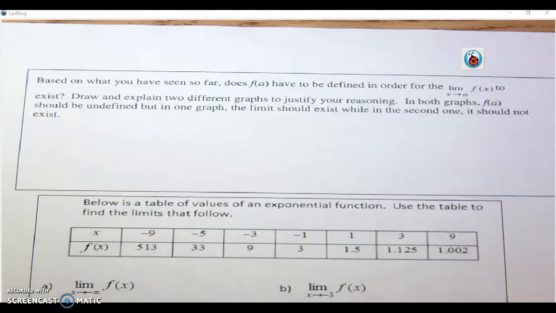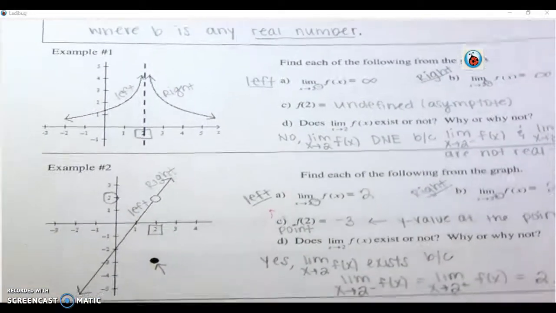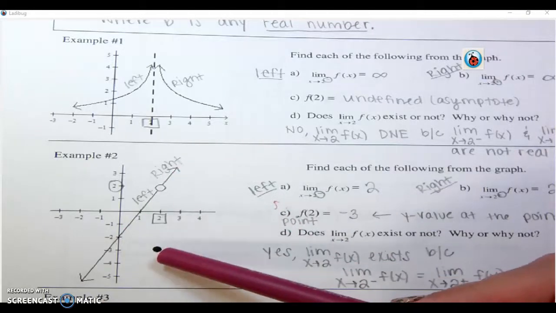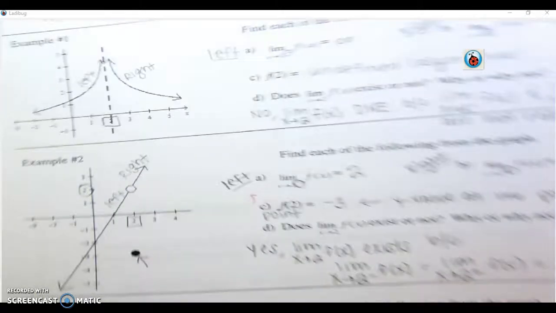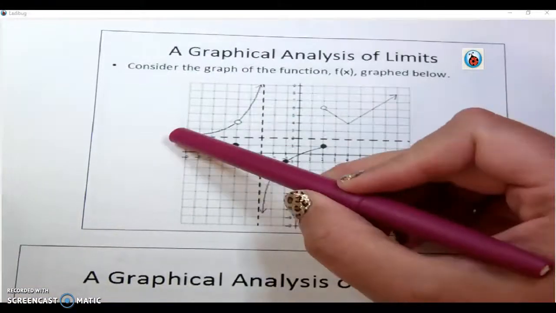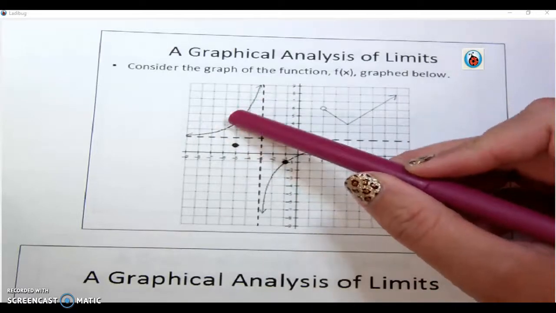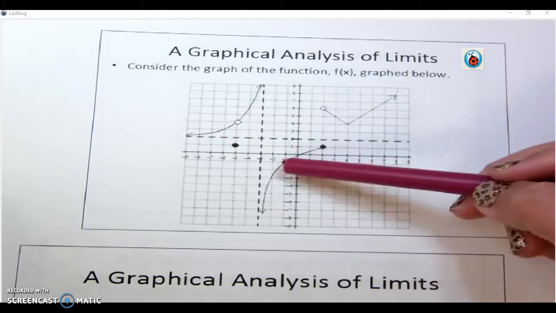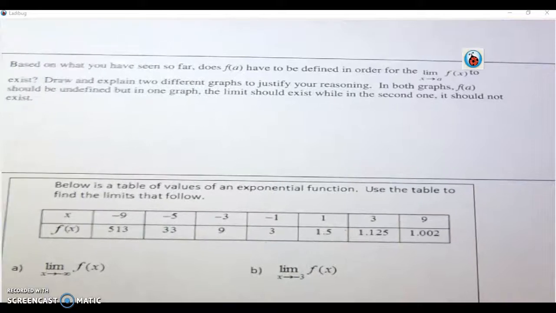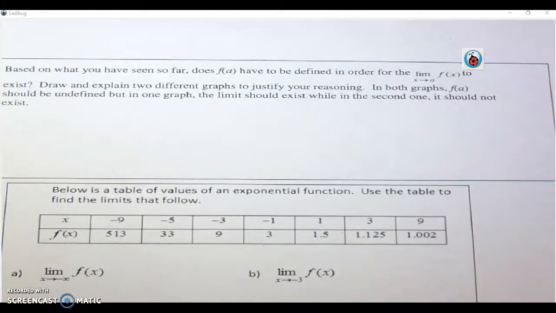Let me just pull up a few here. So we looked at, on example 2, we saw here that this limit existed, but it was defined here. Okay. Some other examples. This limit exists, it's defined there, but not there. This limit exists for this number where it's defined. This limit doesn't exist, but it's defined. So, the moral to that story is it being defined does not mean that the limit necessarily exists. Okay? So, no, it does not have to be defined.